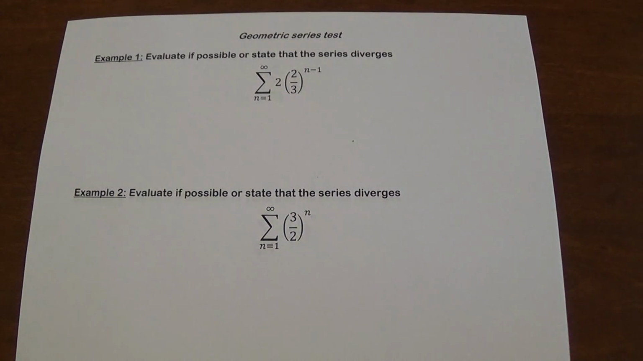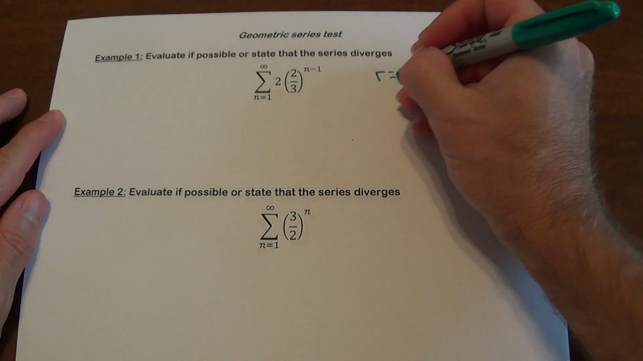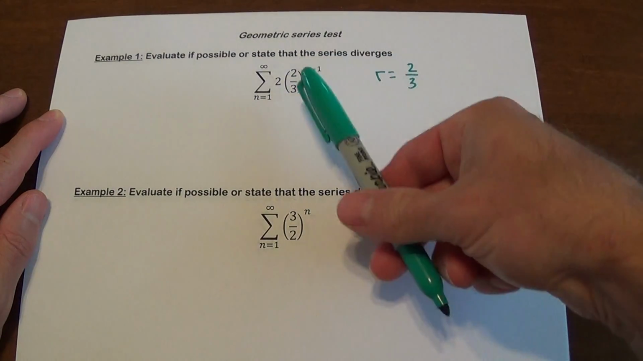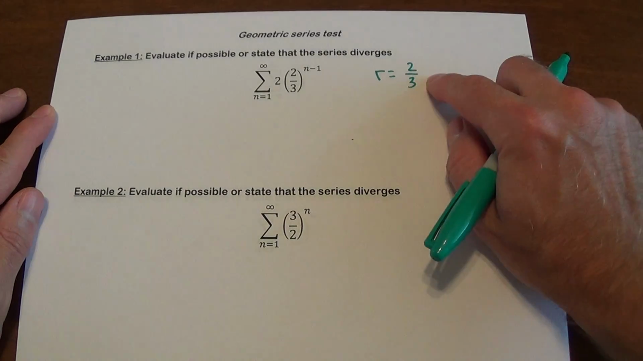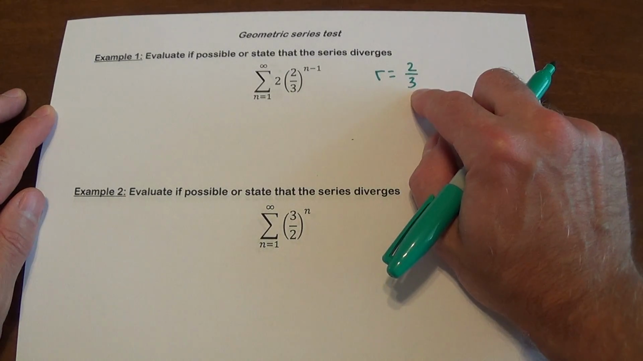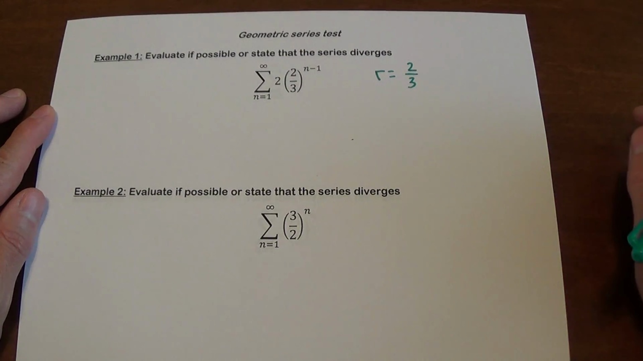So let's take a look. The question for all these problems is to evaluate if possible, or otherwise state that it diverges. First, we need to check the condition. Here the common ratio is 2/3, so you can see it's very much like the formula. If you take the absolute value, it's still 2/3, which is less than 1. It is good, and we can find the sum.